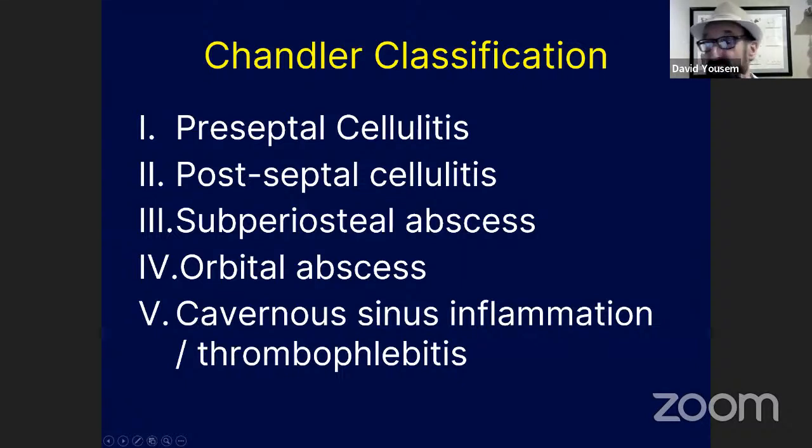There is a classification for the degrees of orbital infection. We have the Chandler classification. Number 1 is preseptal cellulitis, what we call periorbital cellulitis; 2 is postseptal cellulitis or orbital cellulitis; 3 is a subperiosteal abscess. So this was a case of grade 3 Chandler classification. 4 is actual orbital abscess where the lesion is in the intraconal space, for example. And then as an example of that mucormycosis case, we have cavernous sinus inflammation and/or thrombophlebitis.